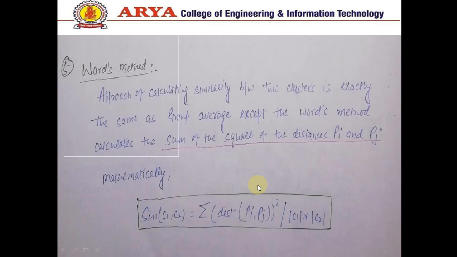The last one is Ward's method. This is the most approachable technique to find the similarity between two clusters. It is exactly the same as group average, but the difference is that it uses the sum of squares of the distances between Pi and Pj. The formula is the same as the previous one, only here we consider the square of the distances. So these were the 5 approaches to find the similarity between two clusters.